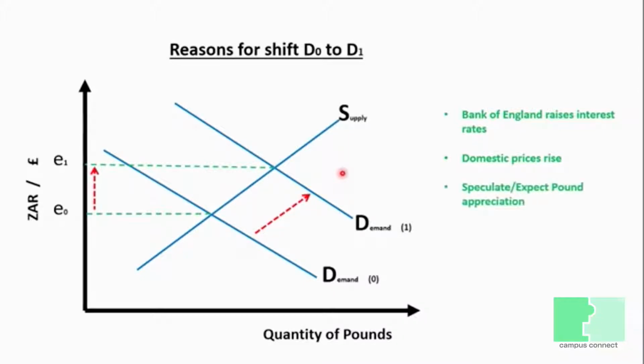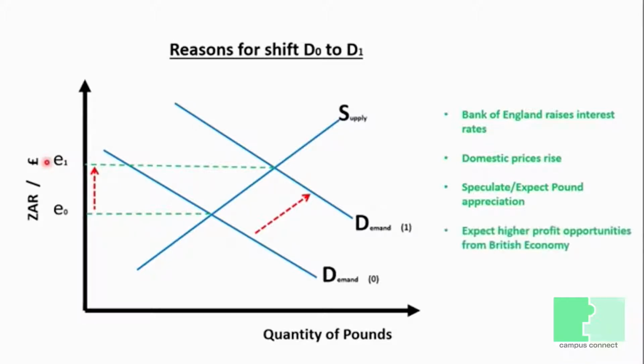If you speculate or expect the pound to appreciate, to understand the idea of speculation, let's put some numbers to this. E0 and E1: if we say E0 is 4 Rand a pound, and we expect in 2 months the exchange rate to be 8 Rand a pound, you'd buy a pound right now for 4 Rand, and in 2 months you'd sell that pound for 8 Rand. So you'd land up with a 100% return on your investment simply because you speculated on the appreciation of the pound.